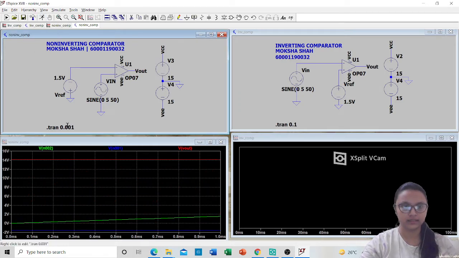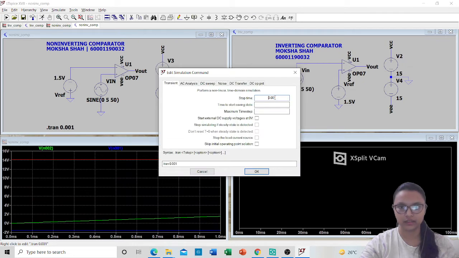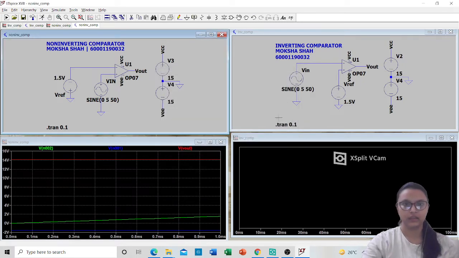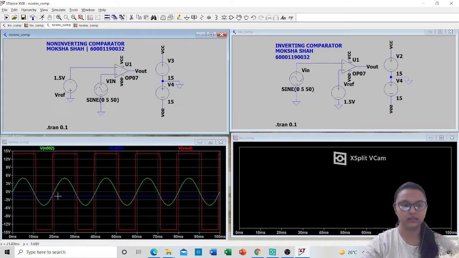I'll just change the time period. Just right click on it and you can change it. Yes, so I'll just run. Yeah, so you are getting a proper output. If Vin is greater, you are getting a positive Vsat. If Vin is lesser, you get a negative Vsat.